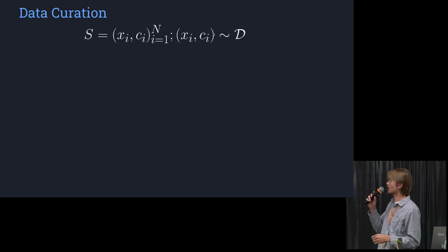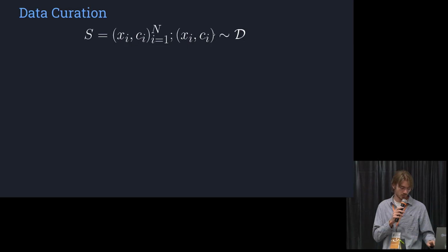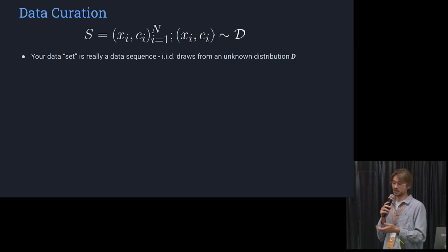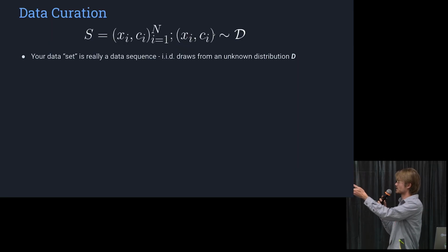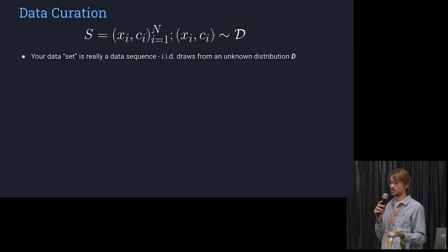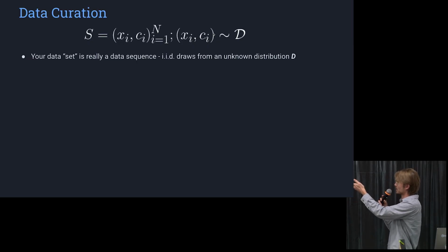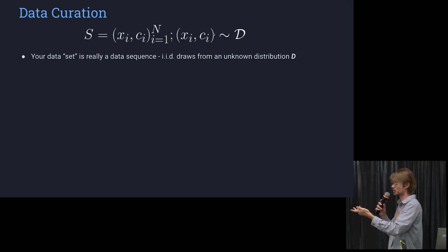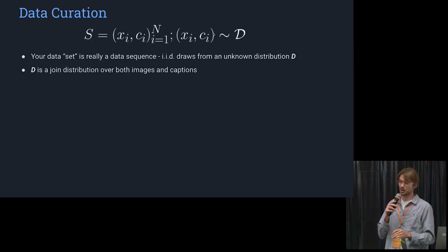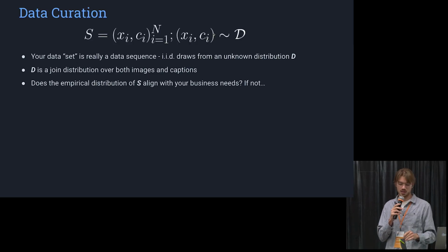So in general, formally, what are we working with? Our data set is really a data sequence. We've got a series of IID draws from some kind of unknown distribution. In this LaTeX notation, x_i you can imagine as an image, and c_i is a caption, some descriptive text that describes something about the image. D is a joint distribution over both images and captions.